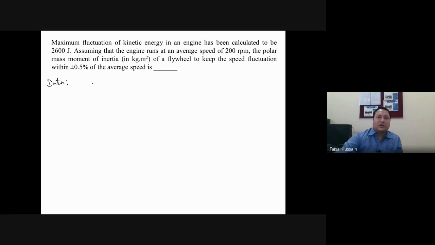Maximum fluctuation of kinetic energy in an engine has been calculated. So delta E is 2600 joule, Newton meter. Average speed is 200 rpm. So average angular speed will be 2 pi N by 60, which is 20.94 radian per second.